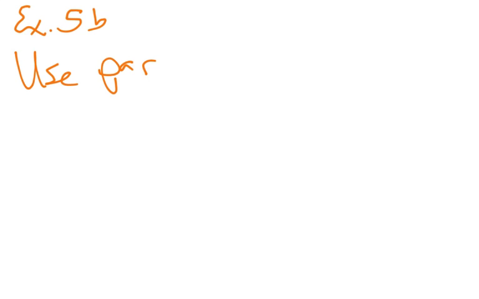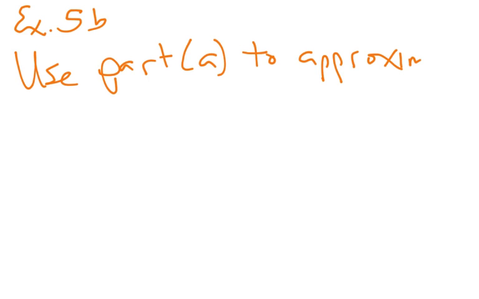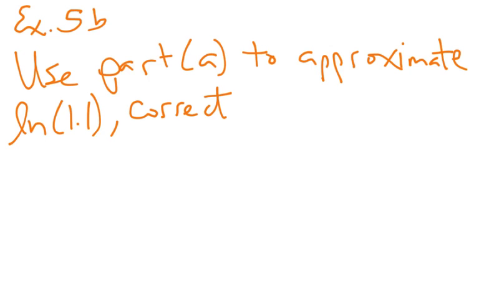All right. Let me give you a part B. So let's use example 5B. Use part A to approximate the natural log of the quantity 1.1, correct to 4 decimal places.